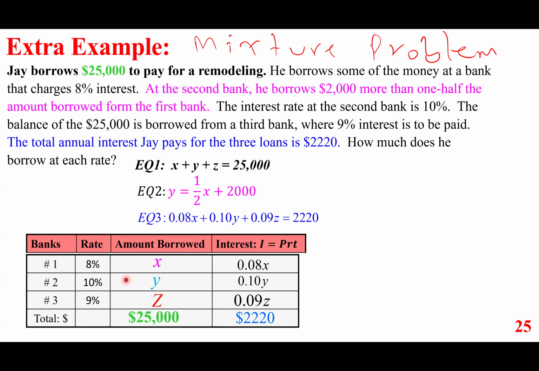All right, so how do we solve that? First of all, let's get rid of the fraction here. If we multiply by 2, this becomes 2y, this becomes x, this becomes 4,000. This way, we don't have a fraction. So we write this one, we write this one. Also, we're going to multiply this one by 100.